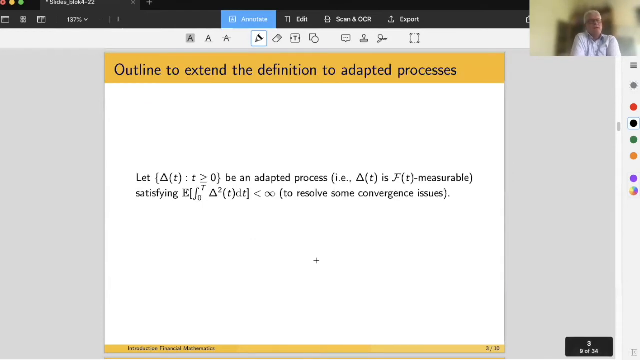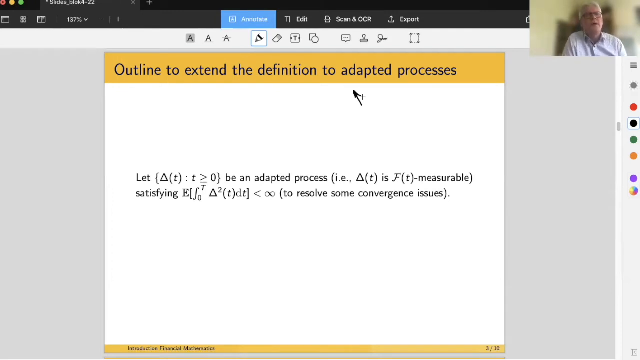So let's now look at an outline of how to extend the definition to general adapted processes. It's just an outline. Again, you have to put some conditions in order to make it work. We talk about adapted processes, adapted to the filtration of the Brownian motion, that is. So the Brownian motion is given, fixed, with its own filtration, and given these objects, you are defining the Ito integral.